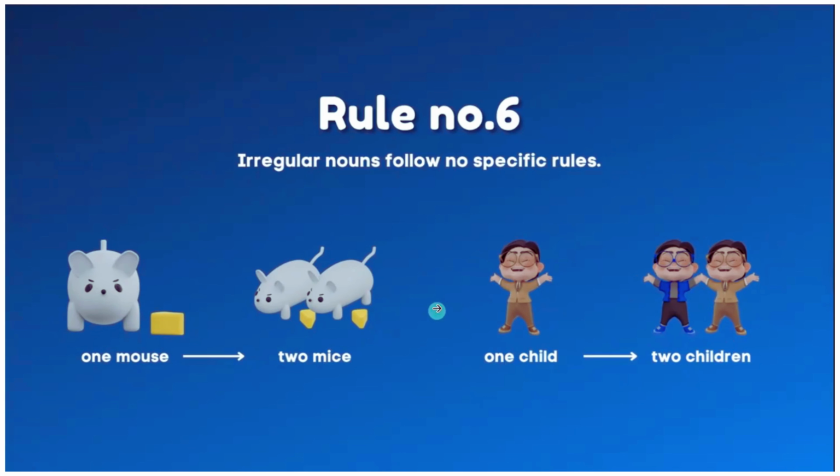Finally, irregular nouns follow no specific rules. Irregular means we are just changing the entire spelling of it. One mouse, two mice, one child, two children. We are not simply adding any suffixes here. So it becomes irregular nouns.